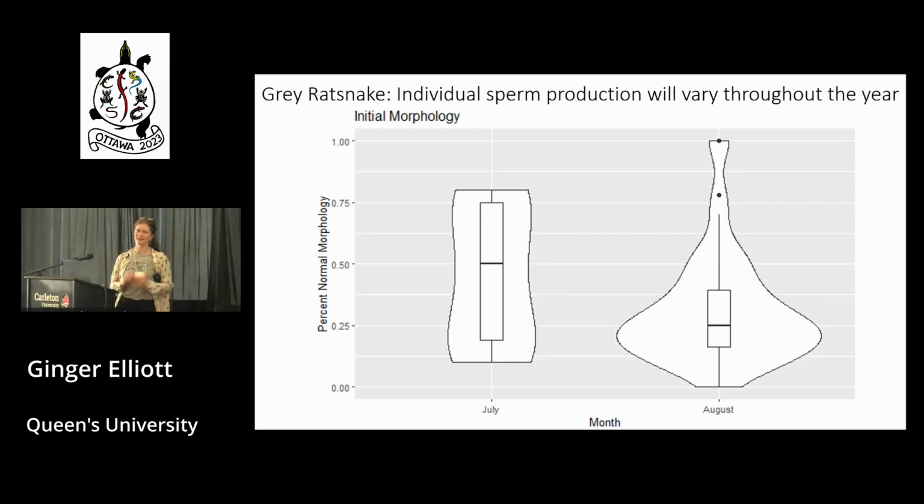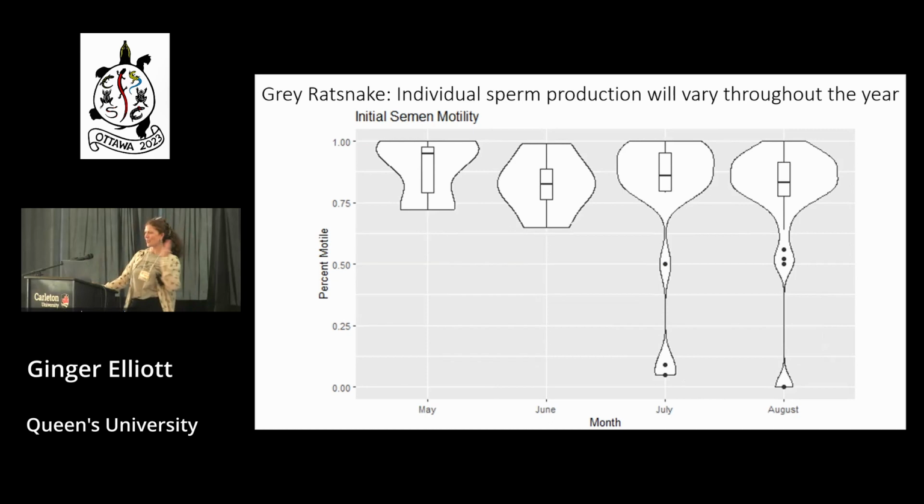And then motility. So again, this is how they are moving. If out of 100 sperm, are all of them going somewhere? Is someone just sitting there? Now, motile can include something that is twitching. That is still motile semen. We do give it a score based on how it's moving, but this is just how it's moving.